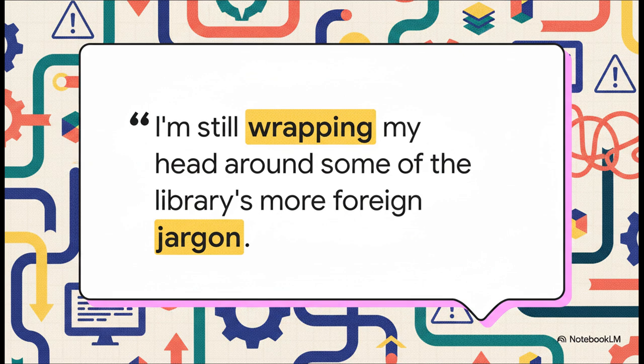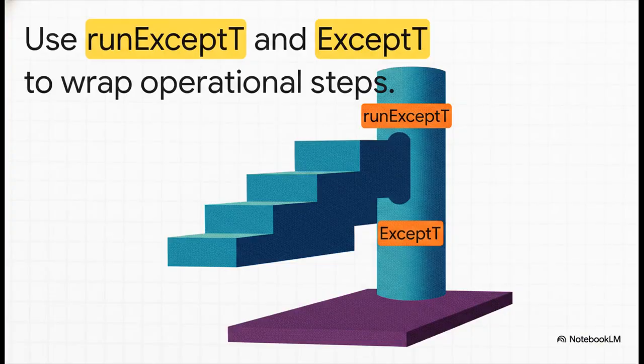Monad transformers are basically notorious for being tricky to grasp at first, but as we're about to see, the resulting clean code makes the effort entirely worth it. Within that MTL library, we're really looking at two specific functions, runExceptT and ExceptT. These are the precise tools we use to wrap each individual operational step. They are what allow us to flatten that complex, nested logic into a clean, easy-to-read vertical line.